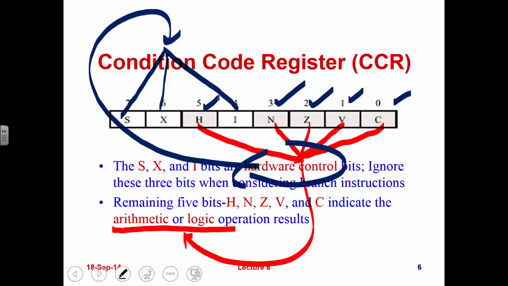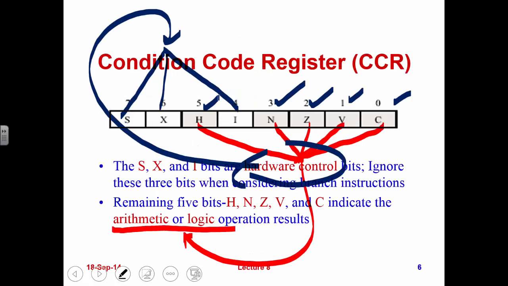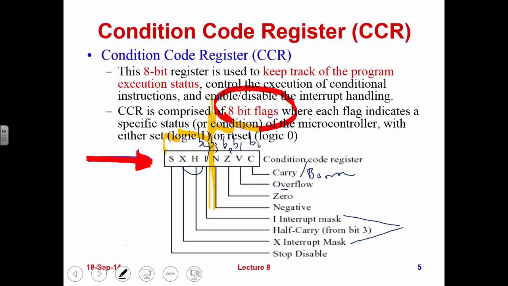So we will focus on the arithmetic and logical operation bits. Now, before we go to our discussion on these 5 arithmetic and logical operation bits, let me simply introduce the interrupt. Why do we introduce the interrupt? Because, as I mentioned here, the bits X and I are interrupt masks.